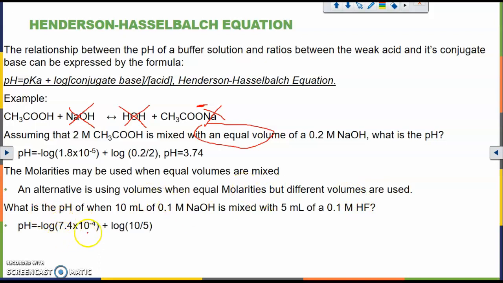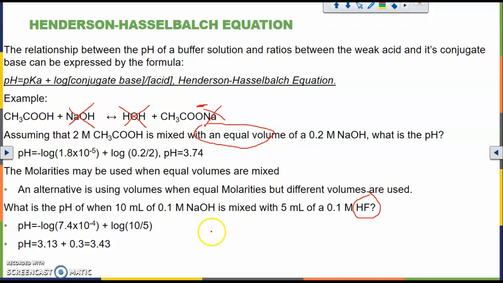So where do I find this number? This is the Ka of the weak acid, hydrofluoric acid. It's in your table, so you take the negative log of that, plus the log of 10, which is the base, over 5, which is the acid. That gives you 3.13 plus 0.3. So the resulting pH, when you add this much sodium hydroxide to a pure hydrofluoric acid solution, is 3.43.